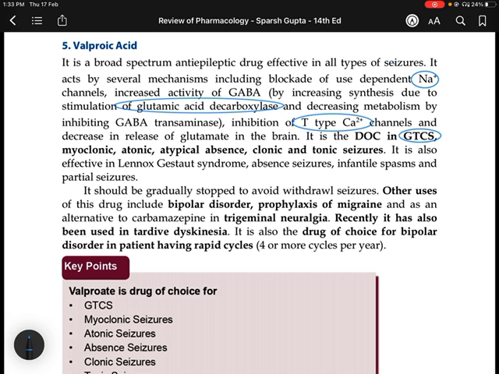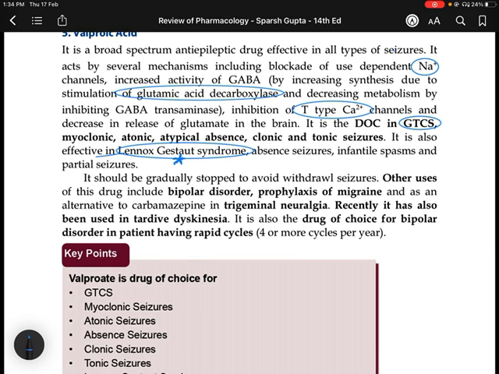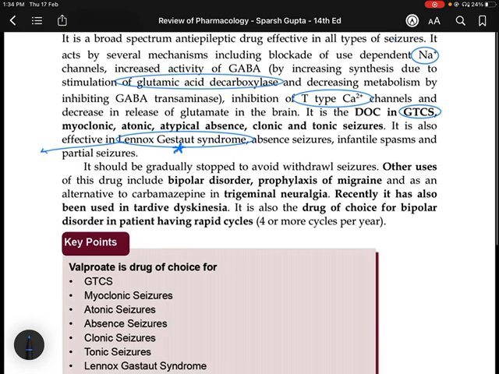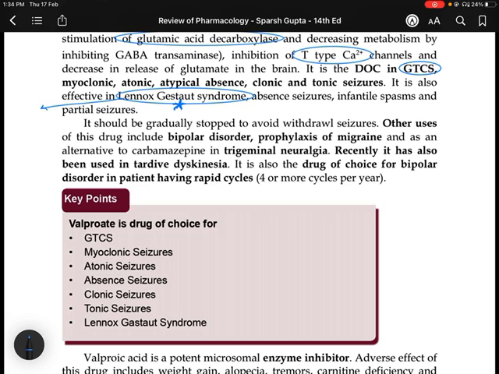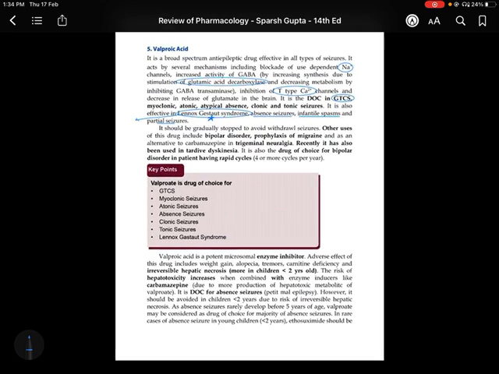It is also effective in Lennox-Gastaut syndrome, a special syndrome that we will learn about. Like in a TV serial, when they show a preview of what's going to happen, we get excited and want to read more, watch more. Similarly this has come up here. We want to learn about it, but it will come later. So absent seizure, absent seizure is already there, infantile spasm also, and partial seizure, that's also already there. Why mention it extra?